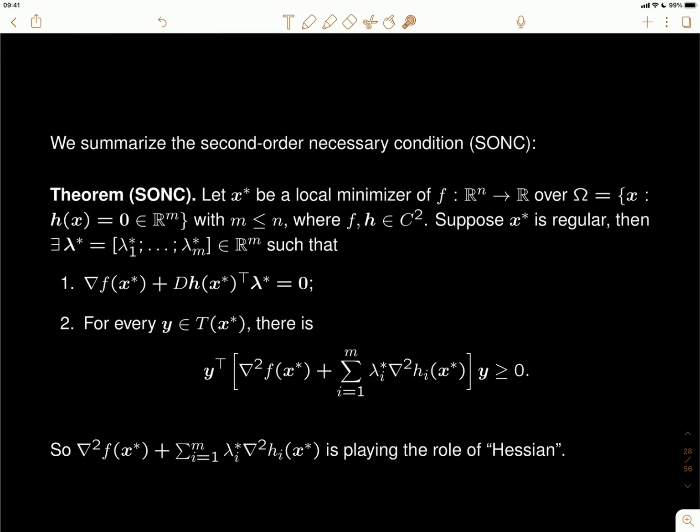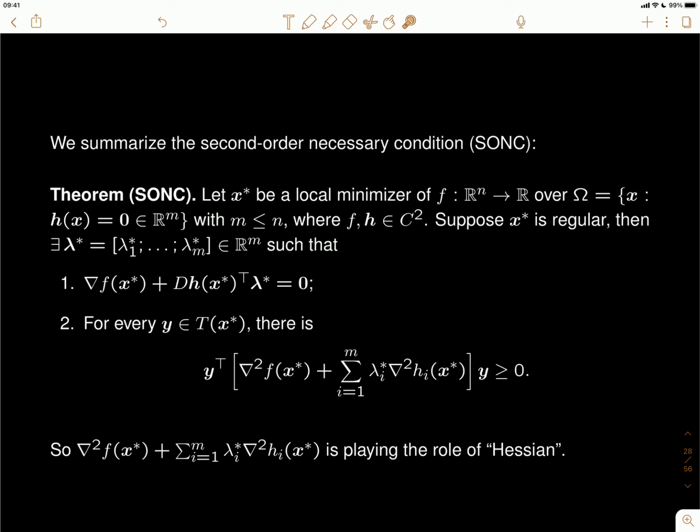Okay, so we summarize the result. Let x star be a local minimizer of f over the feasible set, which is specified by the equality constraint h of x equal to 0, where m is less than or equal to n, and f and h are twice continuously differentiable, and suppose this x star is regular. Everything we said so far is just the standard. X star is a regular point, meaning that the Jacobian of h at x star has full rank. Then there exists, so here comes the second order necessary condition, there exists a lambda star that is an m-dimensional vector such that first, the Lagrange condition must be satisfied, which means that this needs to be zero.